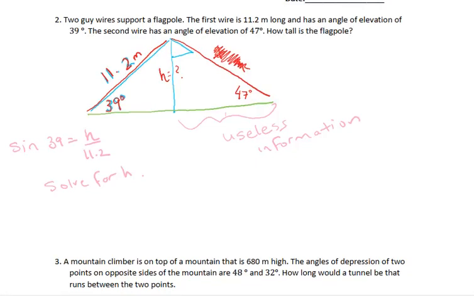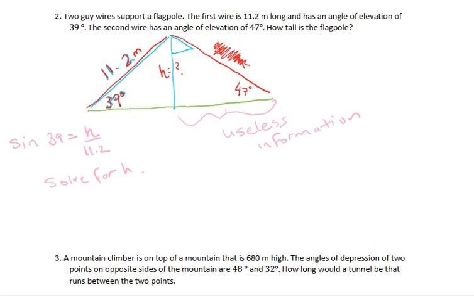So for these two questions, I just drew a diagram, and I'm confident you can probably solve it after the diagram is drawn. The first one is you have a flagpole that's in the middle. The first wire is 11.2 meters long and has an angle of elevation of 39 degrees. The second wire on this side has an angle of elevation of 47 degrees. How tall is the flagpole?